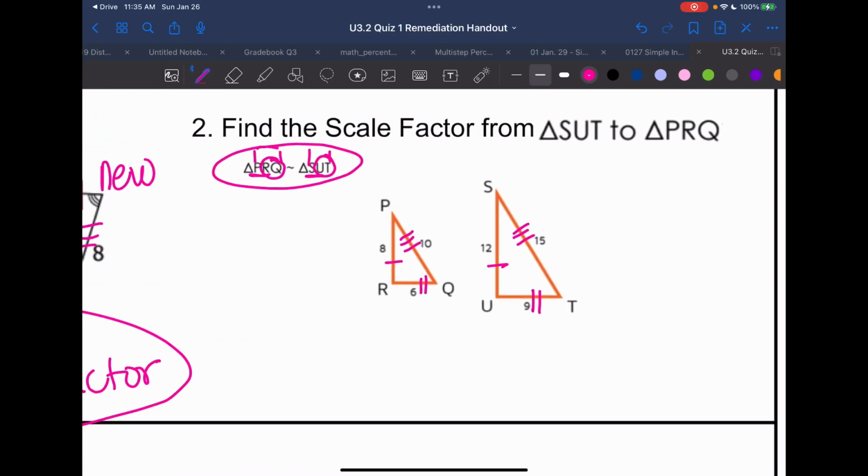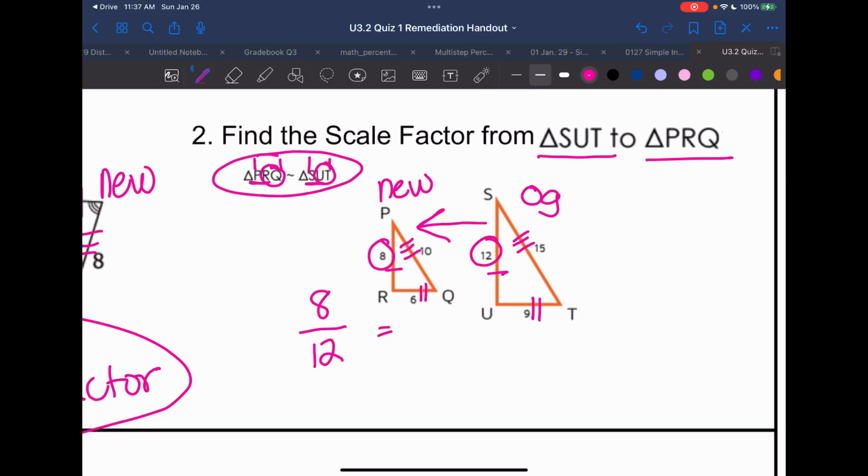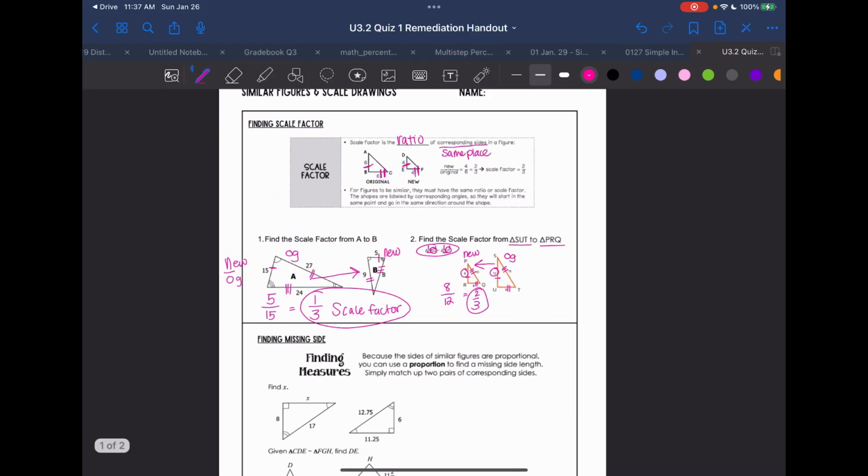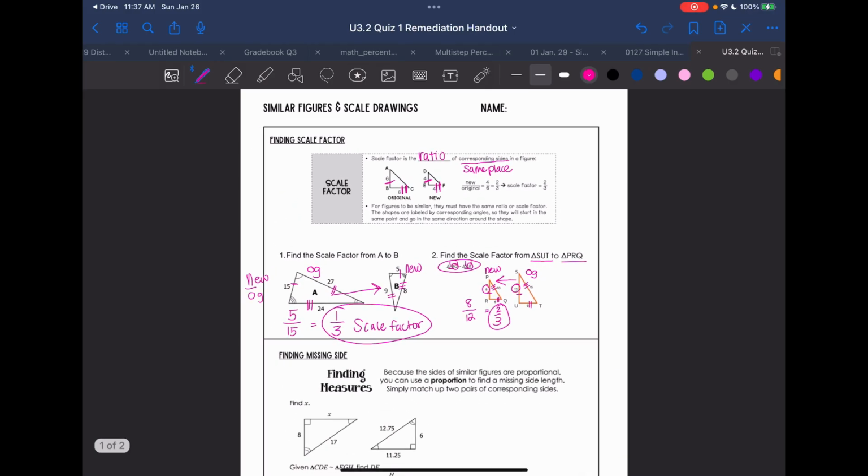Okay, and then again, it doesn't matter which length I use because I have all 3 lengths, but I do have to figure out which one's my new and which one's my original. So if I'm going from triangle SUT, the big one, to PRQ, that means I'm going this way. This one's my original because I'm starting with SUT, this one's my new. So if I use this length, and I can use these 2 because they're in the same spot on the triangles, new over old, 8 over 12, and that simplifies to 2/3. So my scale factor is 2/3. And that's all you have to remember for scale factor: new over original.